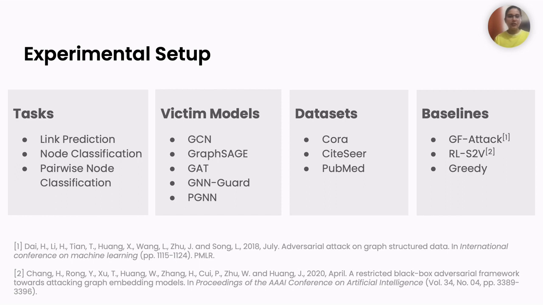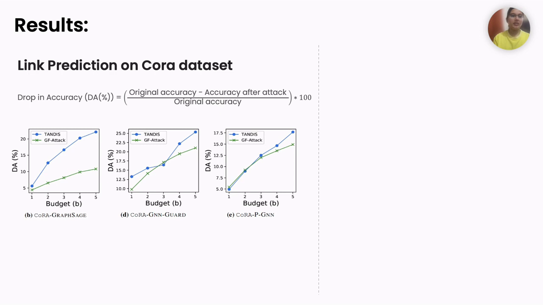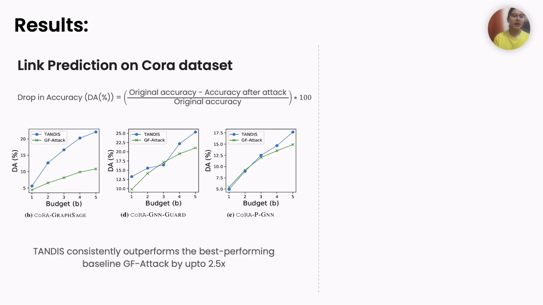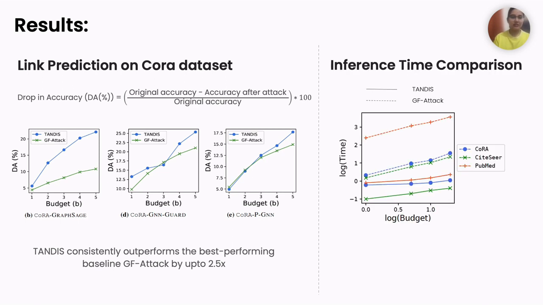To test the efficacy of TANDIS, we perform evaluation on multiple tasks, victim models, and datasets and compare with state-of-the-art baselines. Results. For link prediction task on Cora dataset, we see TANDIS in blue outperforming the best baseline GF attack by up to 2.5x in terms of drop in accuracy. Similar trends were seen for pairwise node classification and node classification tasks.